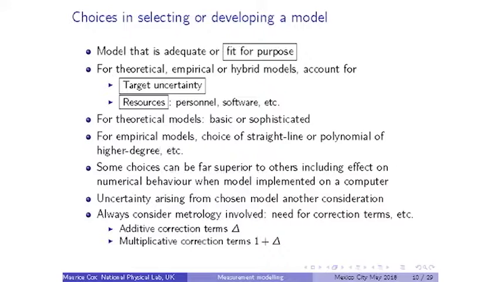Another factor to take into account: what resources do we have available to build our measurement model? Building a sophisticated measurement model might necessitate experienced personnel. It might necessitate sophisticated software, etc. So there are some conditions we must attach to building a measurement model. For empirical models, it might be the choice of a straight line or a polynomial of high degree, or possibly a Fourier series, or some other representation by an empirical model. Some choices can be much better than others, of course, including an effect on the numerical behavior when the model is implemented on a computer, and I'll give an example of that later.